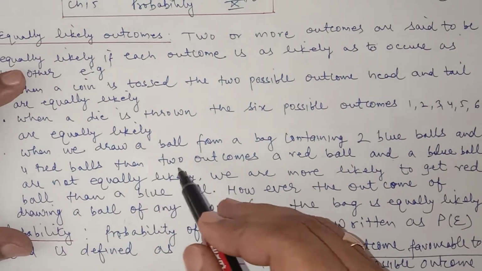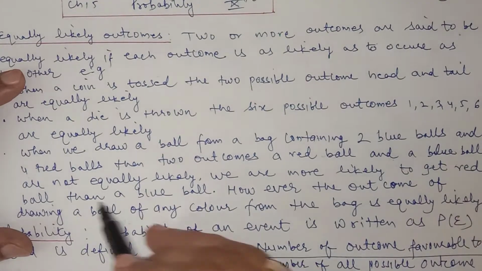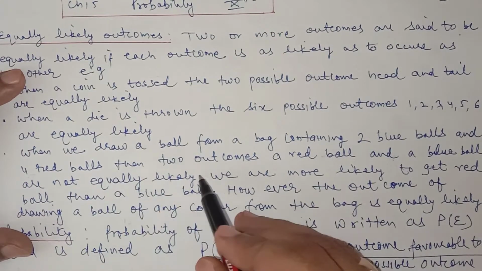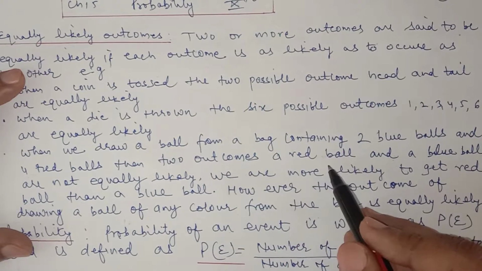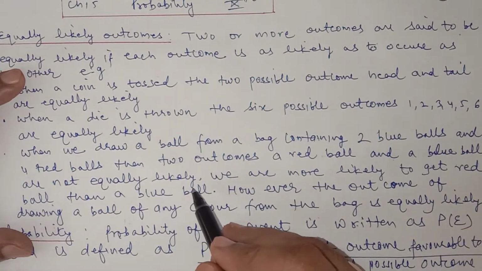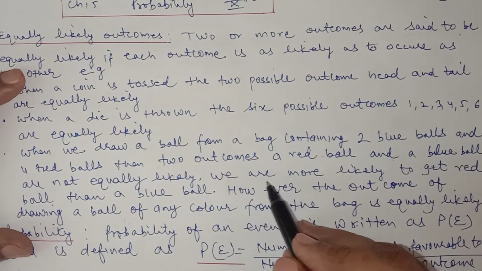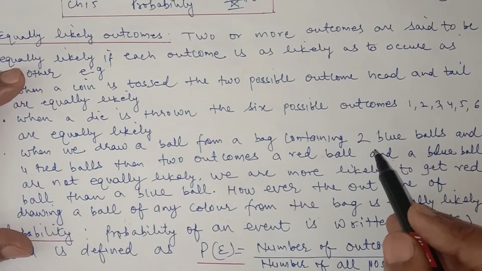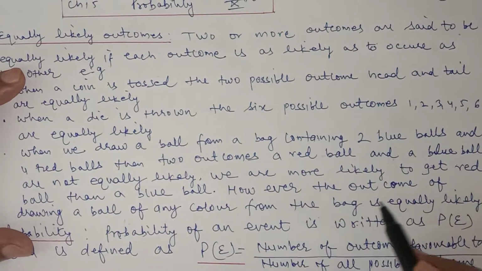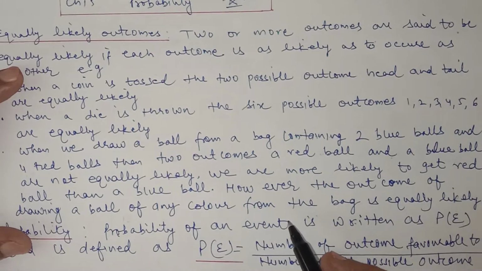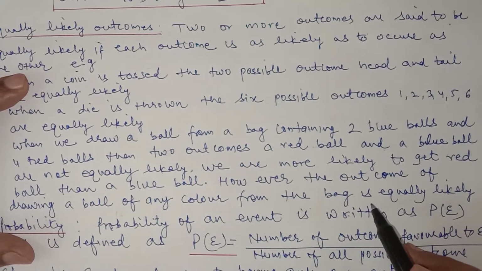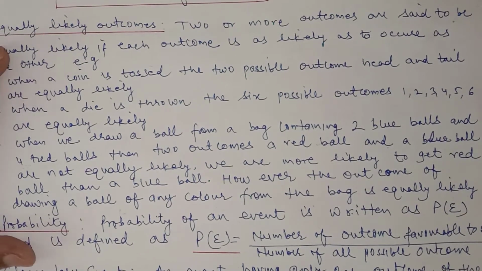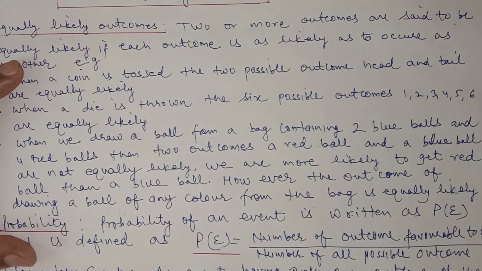But when we draw a ball from a bag containing two blue balls and four red balls, suppose there are six balls, two of which are blue and four are red, then the two outcomes, a red ball and a blue ball, are not equally likely, because it is more likely to obtain a red ball from the bag since there are more red balls than blue balls in the bag. However, the outcome of drawing a ball of any color is equally likely, because there are six balls in total and we can take any ball out of them. So this is the example of equally likely and not equally likely outcomes.